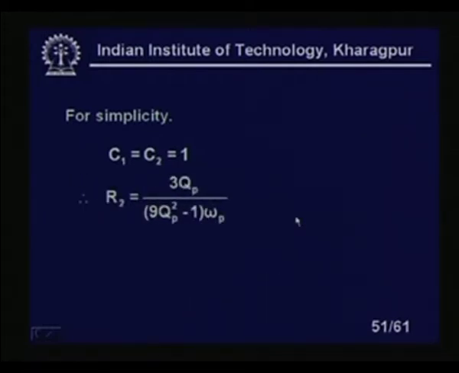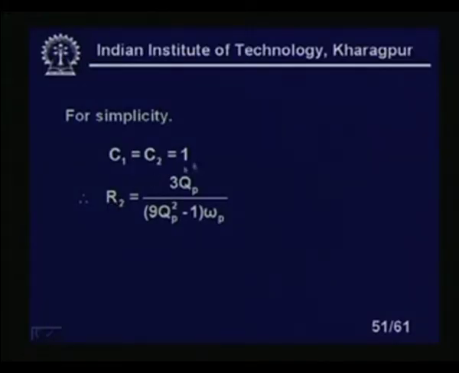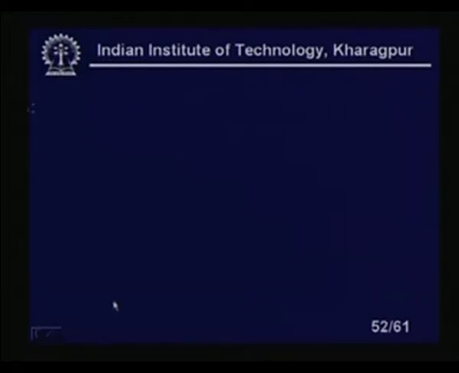Now, you see these are all normalized values, because 1 farad nobody will use. I may use 0.01 microfarad. Accordingly, I have to scale up the value of R2, so that the time constants will remain the same. There is a very simplified way of doing this. I can take 0.01 microfarad, that means I am multiplying it by 10 to the power minus 8. At the same time, I have to multiply the resistance by 10 to the power plus 8, right. So, I scale up resistance and scale down capacitance, so the total time constants will remain the same. R1 equal to R3 equal to 3 QP by omega p.